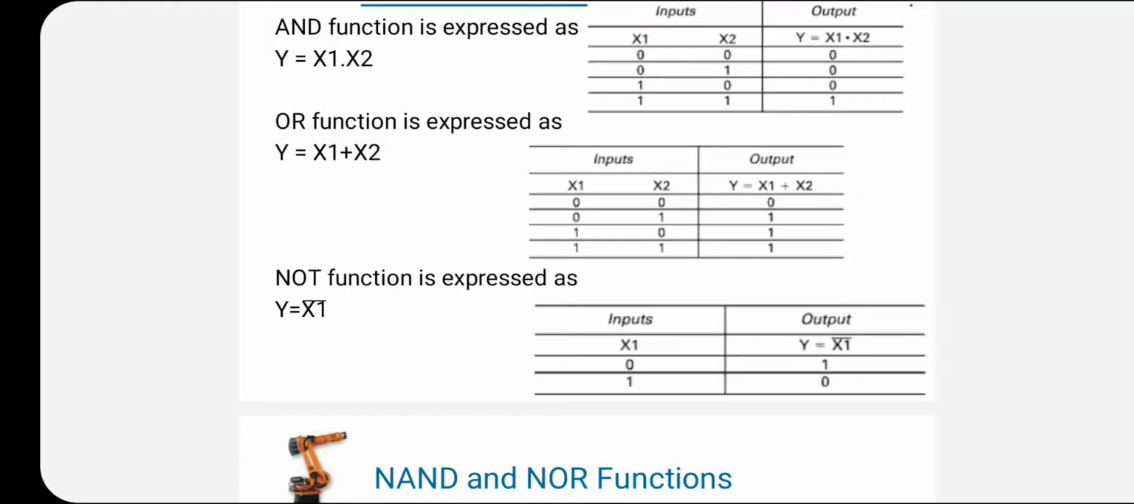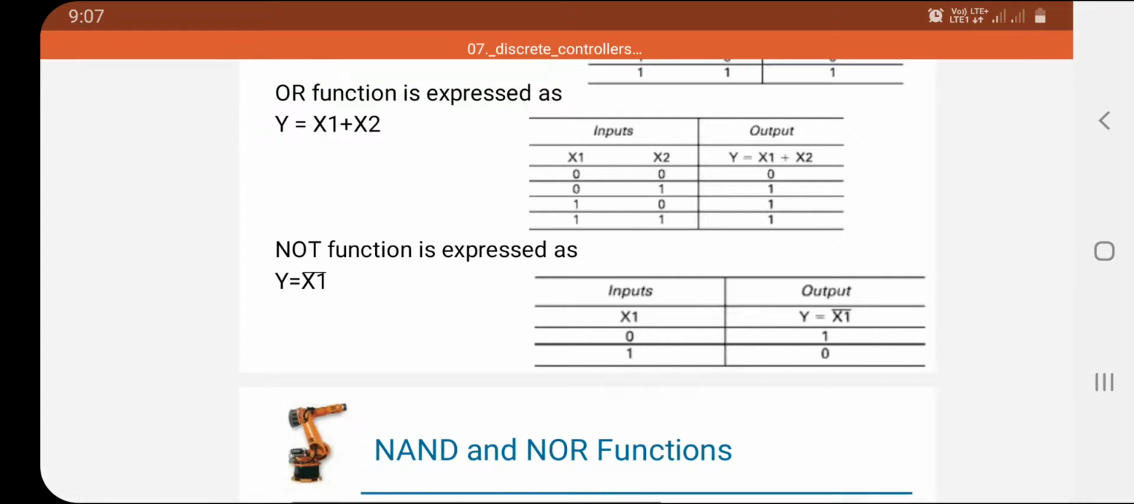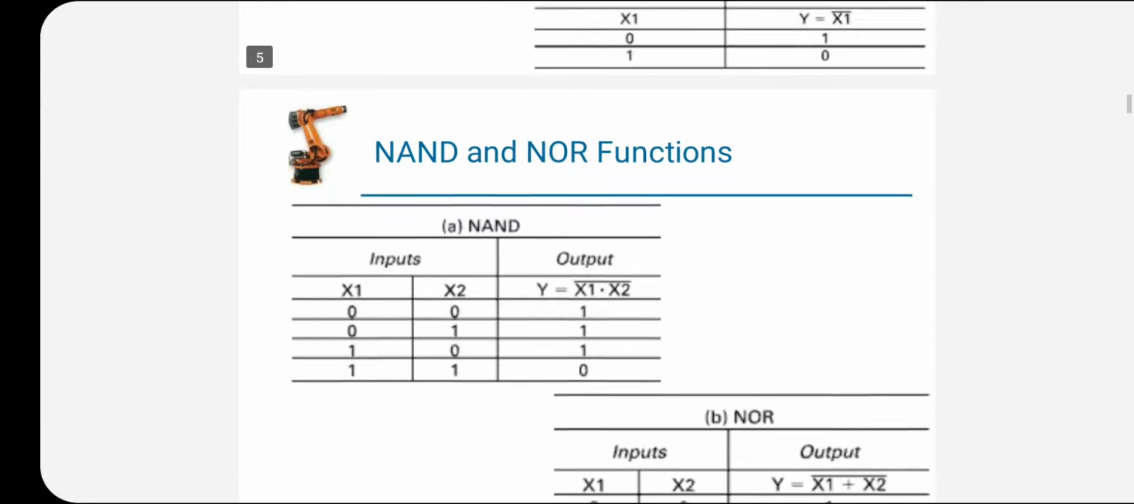Then NOT function. NOT function is expressed as y equal to x1 bar. It is a reverse of the given values. If x1 is given, then y equal to reverse of x1. So if x1 is given 0, then output is 1. And if input is given 1, then output is 0. So it is the inverse.